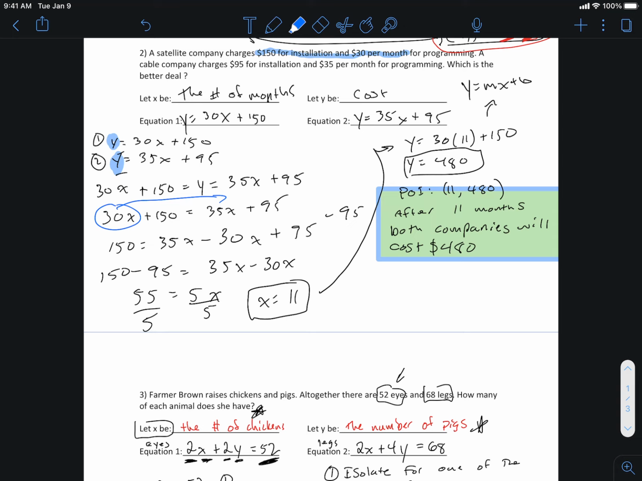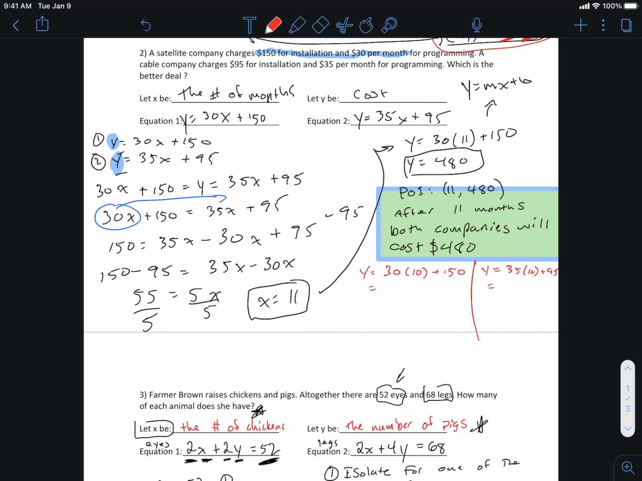And I showed you this morning how to figure out which one was better, right? So you really only need to check one of these. So I'm going to plug in 10. I'm just going to check which one's a better deal. So y equals 30 times 10 plus 150. You're going to get a number. And you're going to check the other company for 10 months as well: y equals 35 times 10 plus 95. Whatever company comes out cheaper, that's the better deal for 10 months.